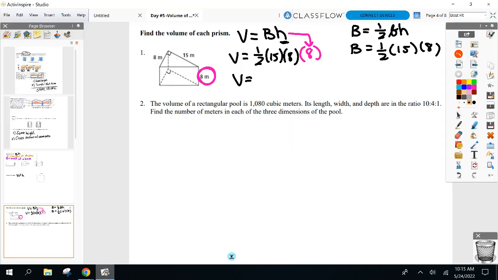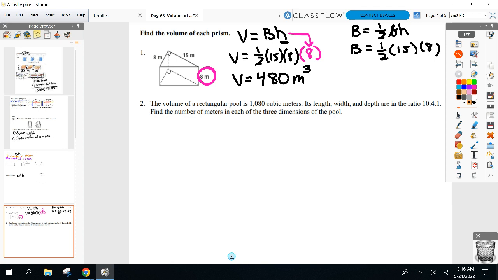Oh, boy. 480. Are we doing surface area anymore? We're doing volume. Cubed now. Surface area, lateral area, squared; volume, cubed.